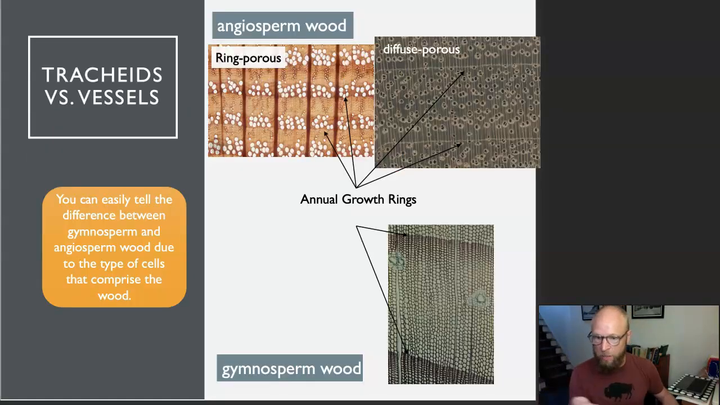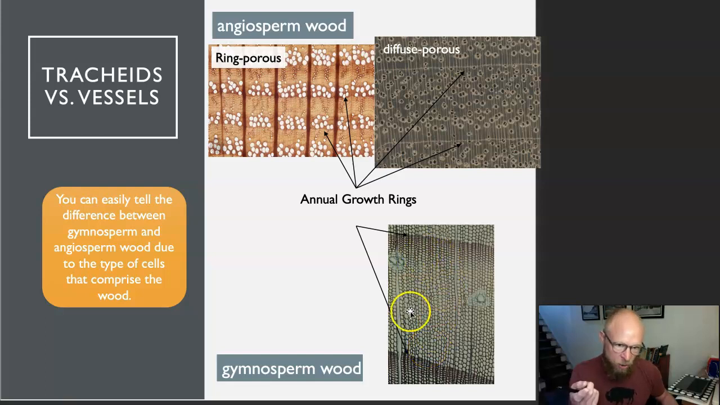Why I'm bringing this up is because you can then tell the difference between angiosperm wood and gymnosperm wood by the variability in sizes of the cells. The two pictures on the top represent angiosperm wood, and this picture on the bottom represents gymnosperm wood. Let's start with the gymnosperm. So between these two arrows here, that's 1 year of growth. So this represents an annual growth ring.